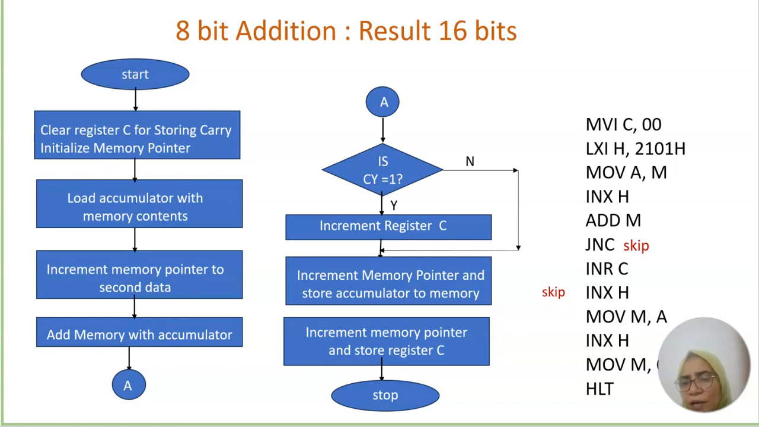For that, we have to use a jump instruction: jump on no carry, skip. If carry is 0, the INR C instruction is skipped and the next instruction INX H is executed. And if carry is 1, after executing INR C, it will execute the instruction INX H.